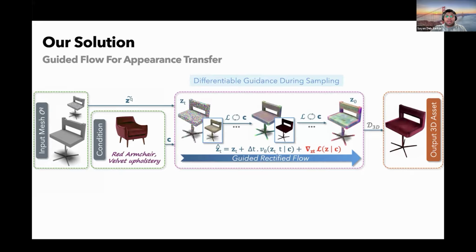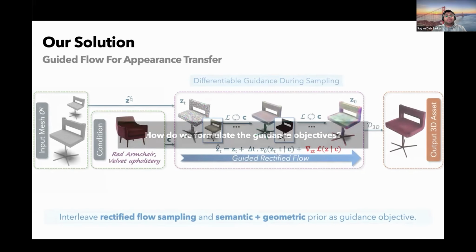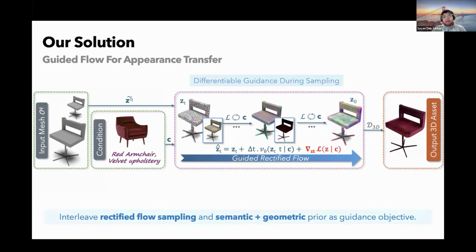And what we do is that you sample one step and then you run our optimization. By interleaving this rectified flow sampling and the semantic and the geometric prior as the guidance objective, our whole goal is that we would like to get a final output which is much closer and much more relevant to what you have actually asked for.